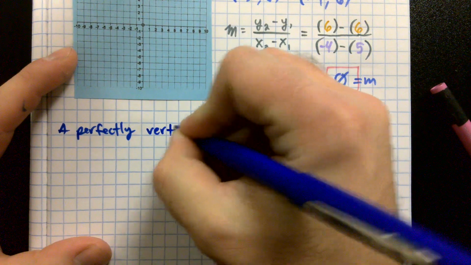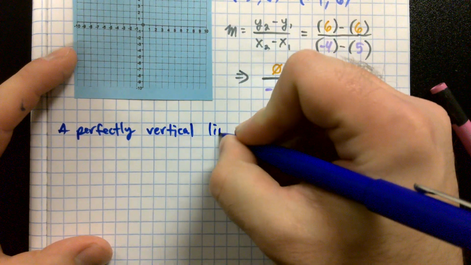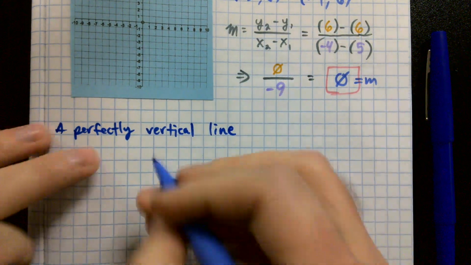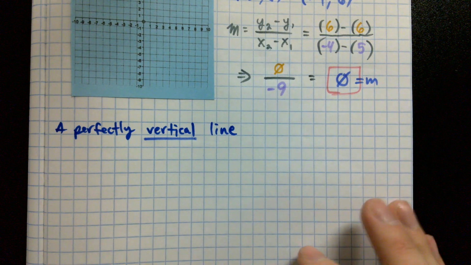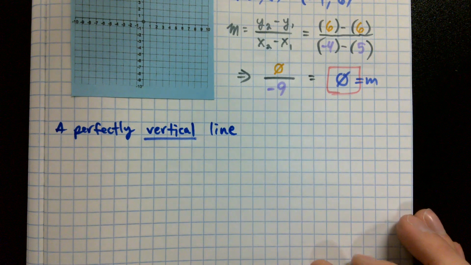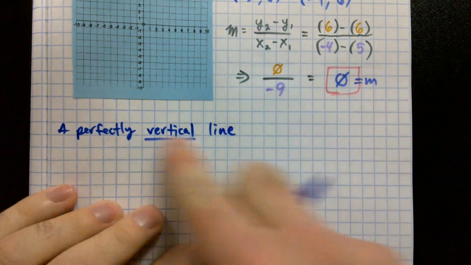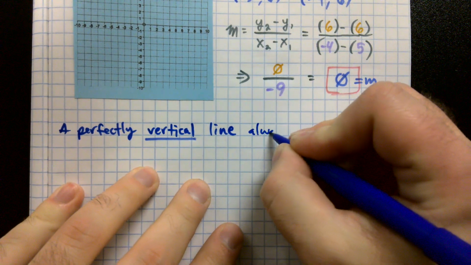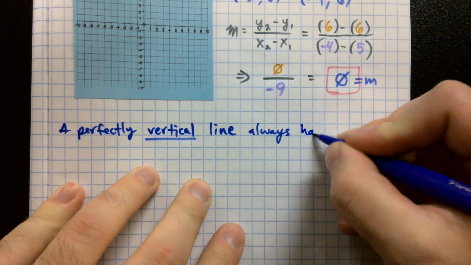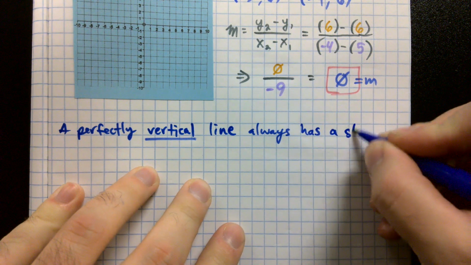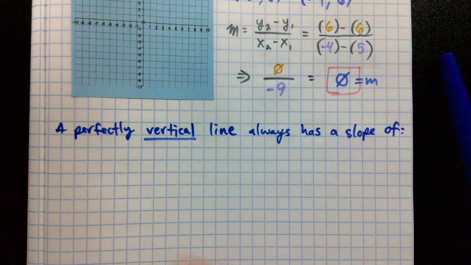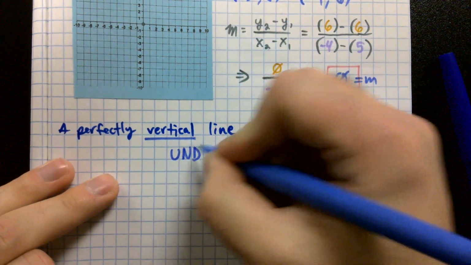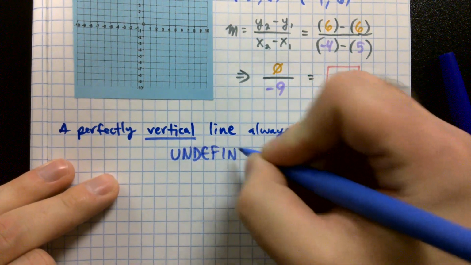Now let's talk about a perfectly vertical line. Whenever you see a perfectly vertical line, I want you to think of that treadmill that was going straight up and down. Would it be possible for us to walk on that treadmill going straight up and down? No, it would not. So a perfectly vertical line always has a slope of undefined.